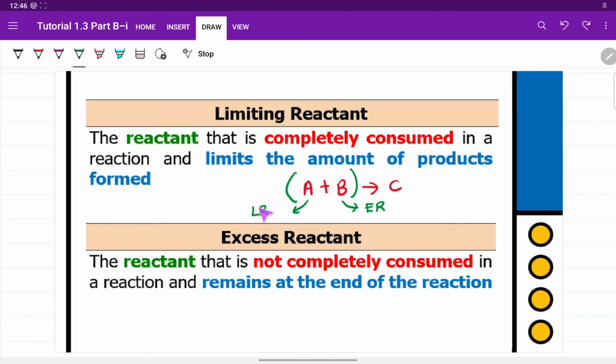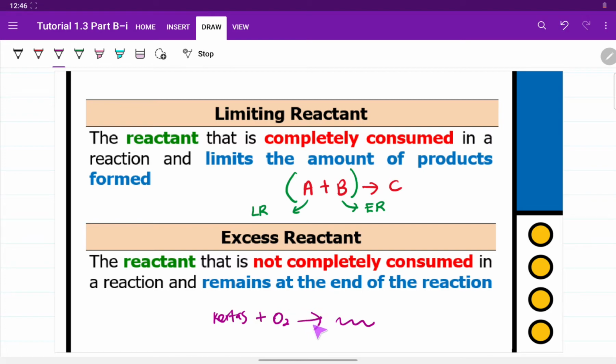So limiting reactant. Excess reactant pula, kalau dia kata kat sini not completely consumed, maksudnya apa? Bila reaction dah berhenti, dia masih lagi ada baki. Dia dah digunakan, tapi dia masih lagi ada baki. If I use the example of pembakaran kertas tadi. Macam mana kertas boleh terbakar? Kertas akan terbakar bila ada oksigen. So, nanti akan hasilkanlah produk dekat sini. Produk tak kisah. Kita nak fokus kat sini.